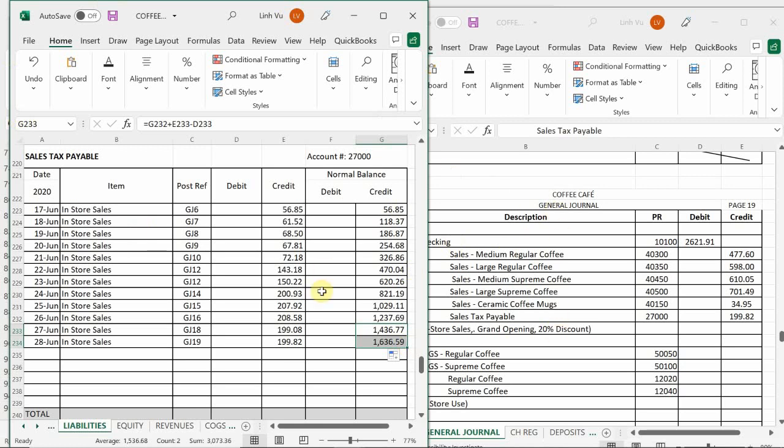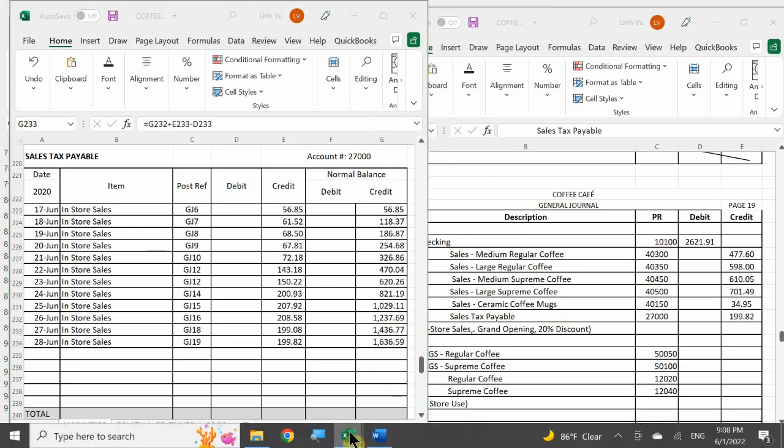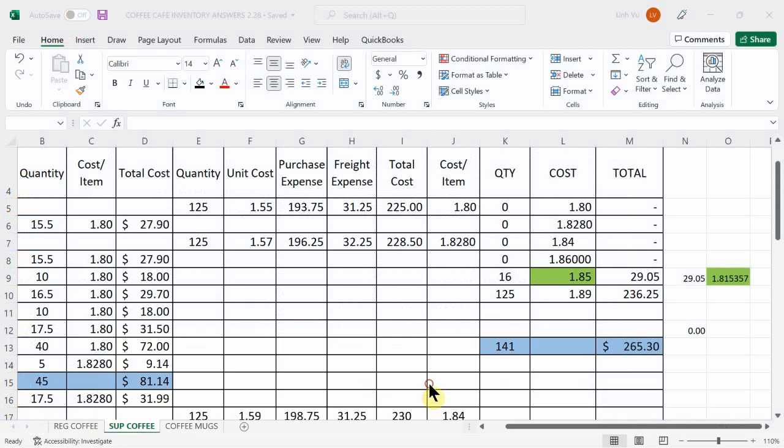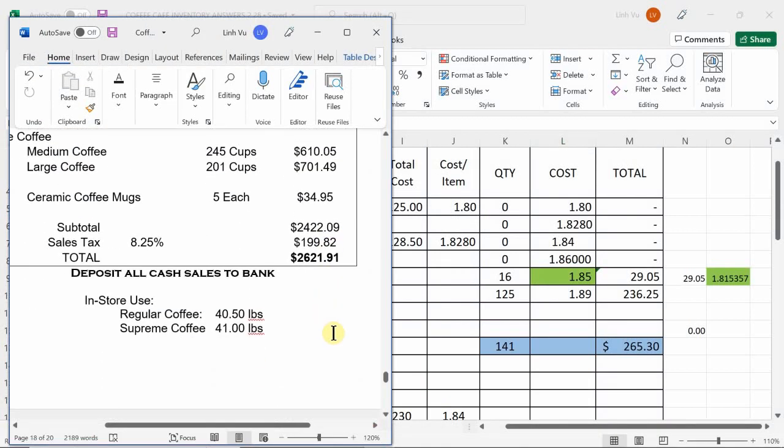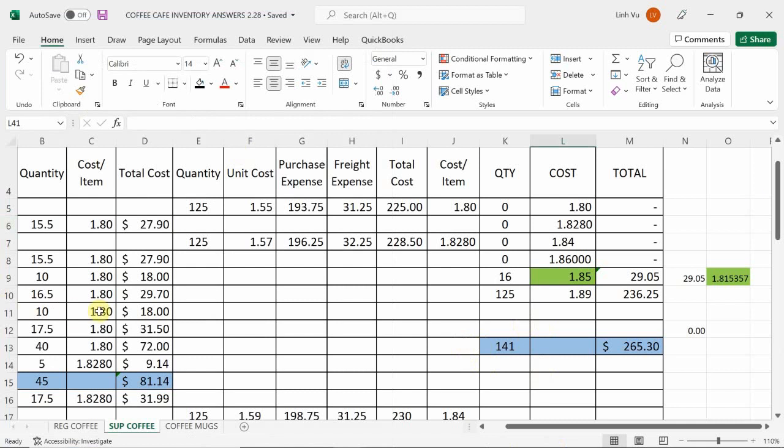We did the journal, we did the ledger. So now, the last thing we've got to do is update my inventory. In this case, how many pounds of each coffee did I use? I ended up using 40.5 pounds of my regular coffee and 41 pounds of your supreme coffee.